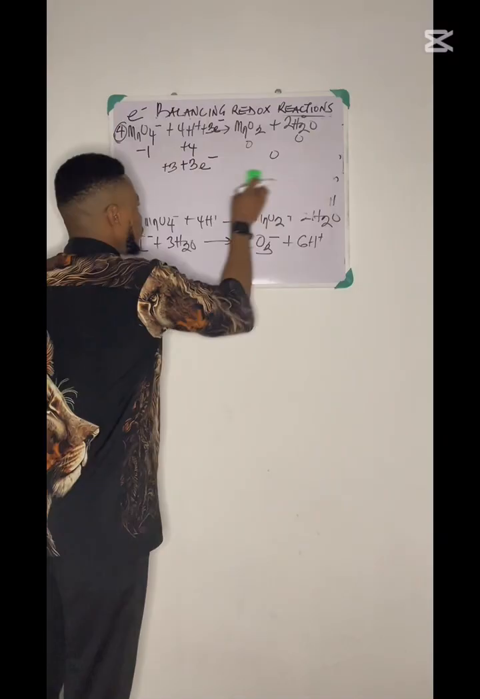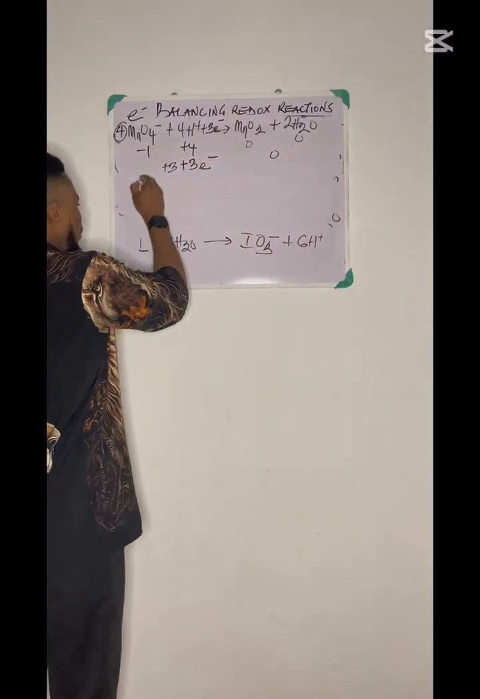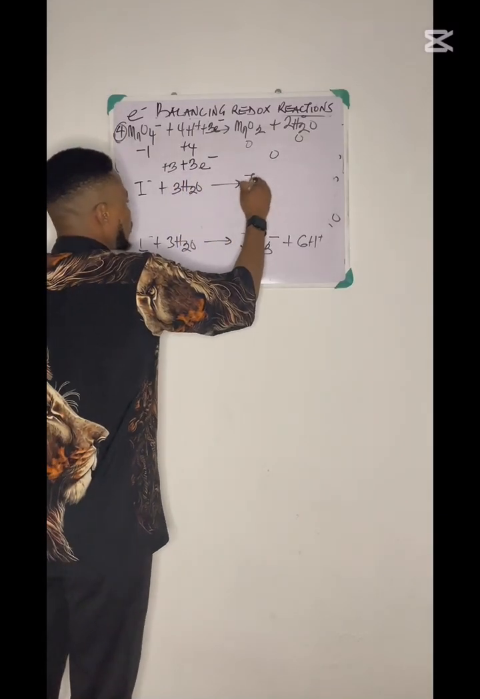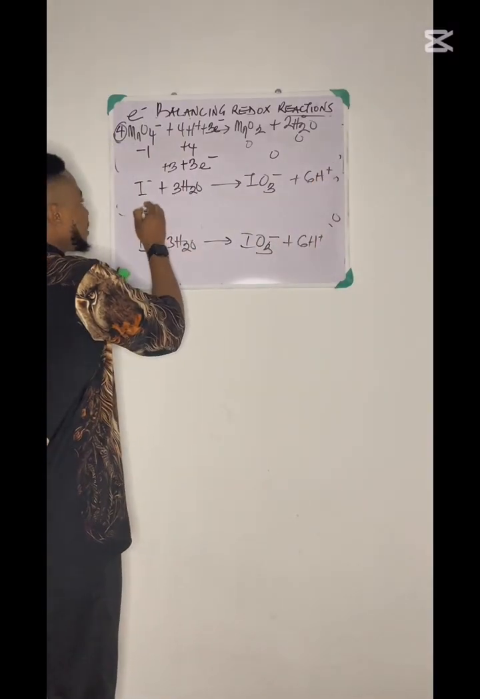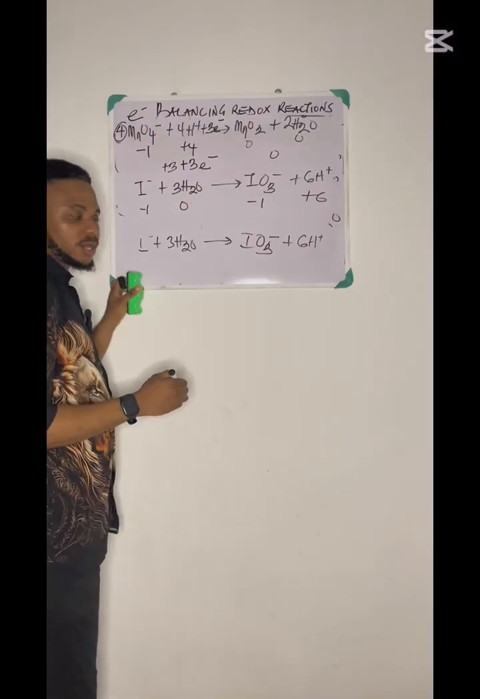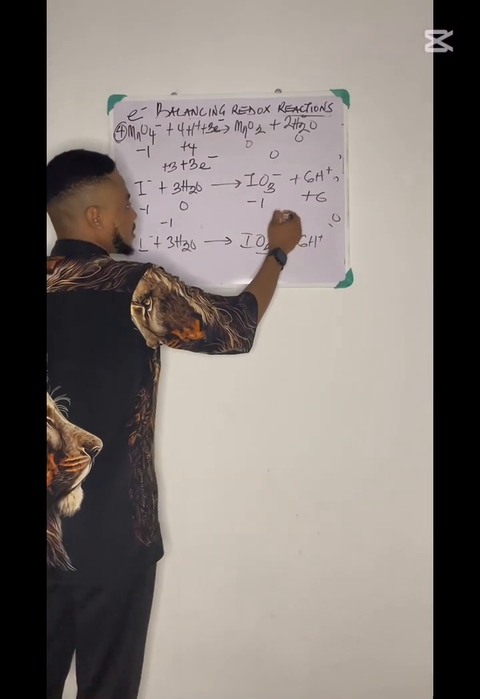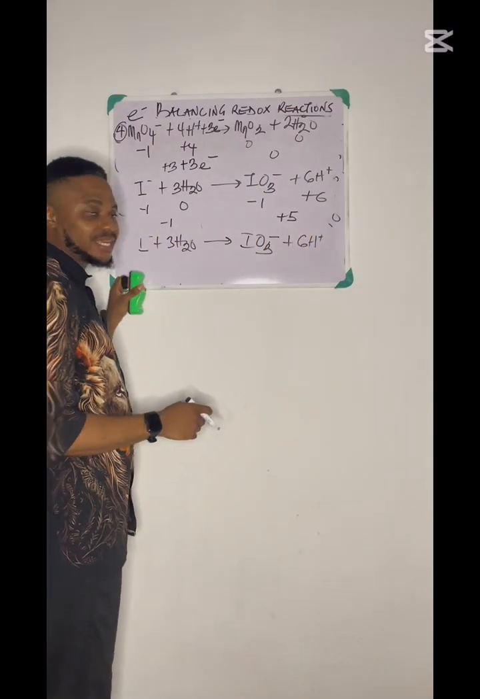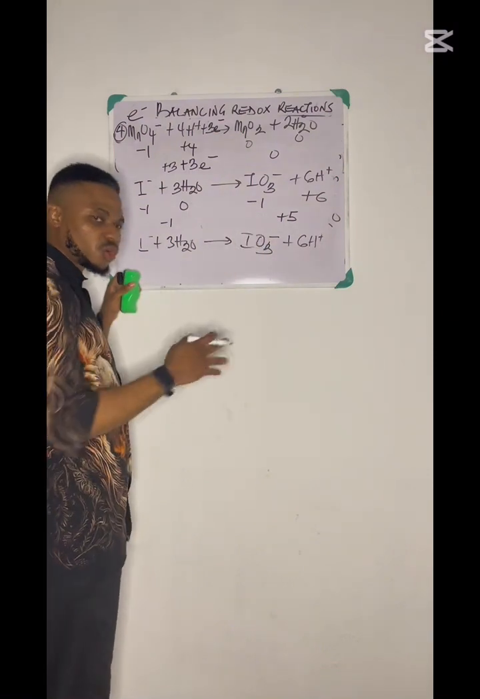Then the next one is the second half cell equation, which is I⁻ + 3H2O to give us IO3⁻ + 6H⁺. Now look at this. This is -1, this is 0, this is -1, this is +6. All right, -1 plus 0 is -1, -1 plus 6 is +5. So between here and here, the side that is lacking is +5. -1, it has gained 1, +5, it has lost 5.